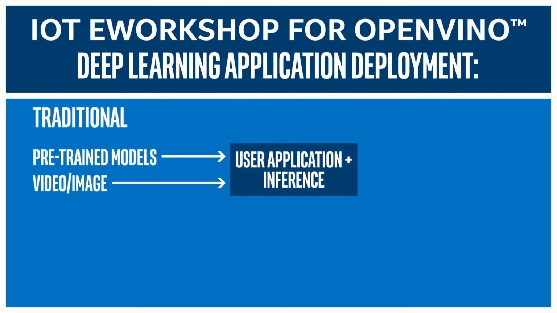First off, let's discuss deep learning application deployment. With the traditional methods, you take a pre-trained deep learning model as input to the computer vision application and infer each input frame from the video or image.